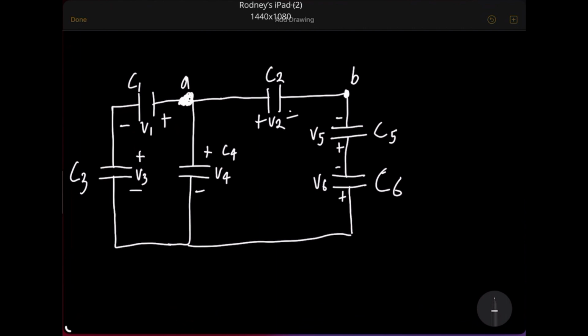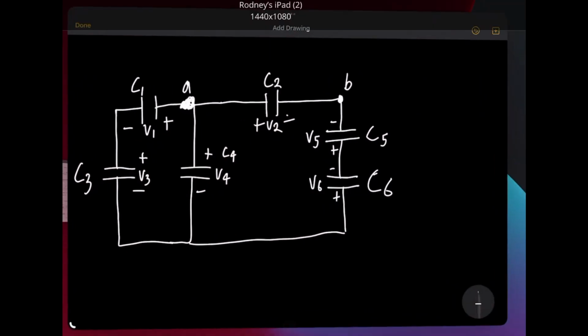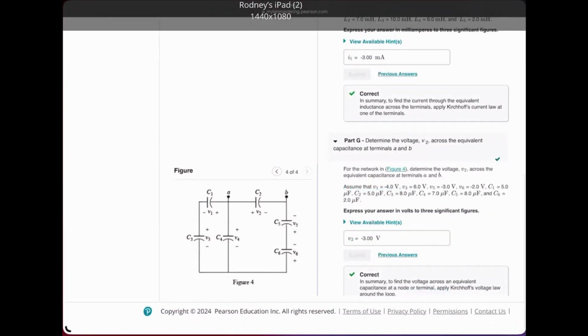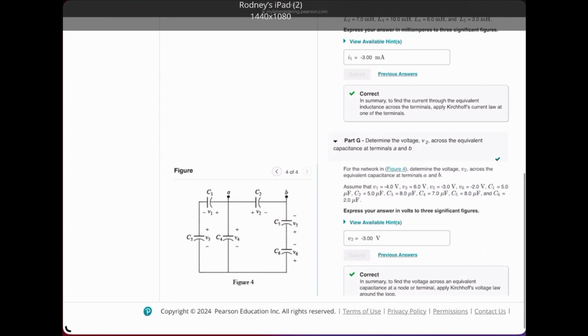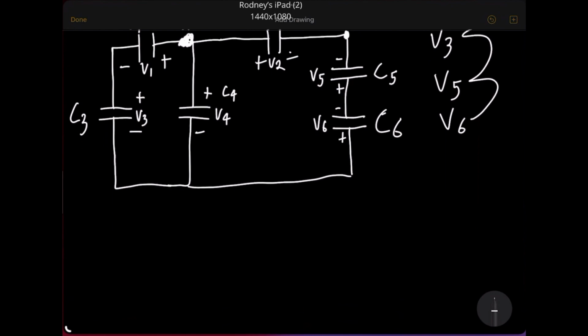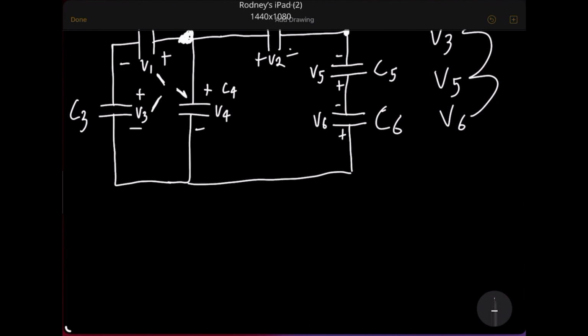Okay, so for this problem, we are given voltages. We're given V1, V3, V5, V6, and that's it. These are our knowns. So, from what I can see, here's V1, here's V3. We have two knowns and one unknown, V4, so we can do that to figure out V4.